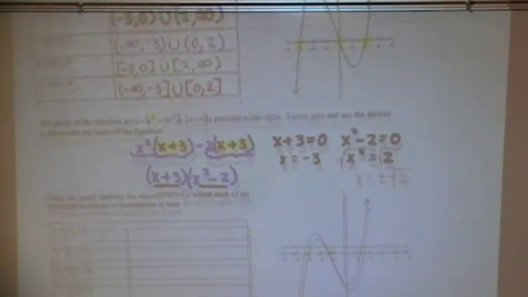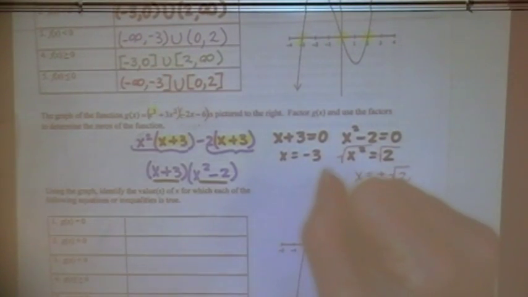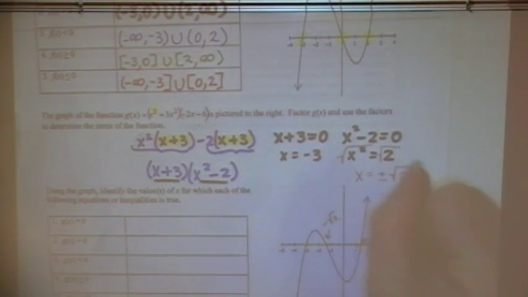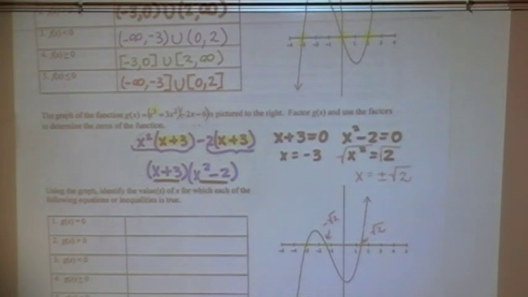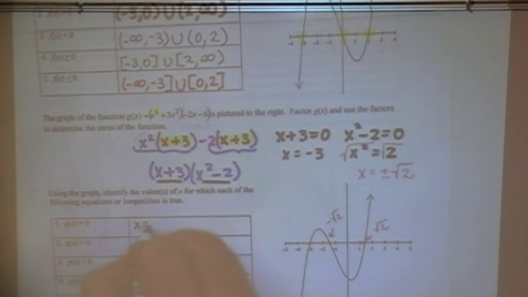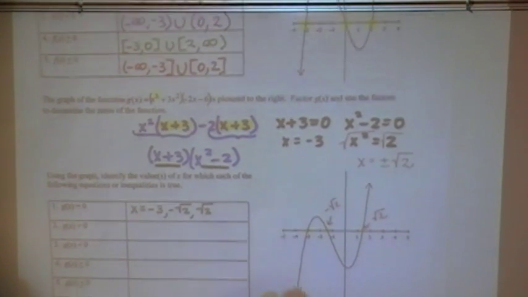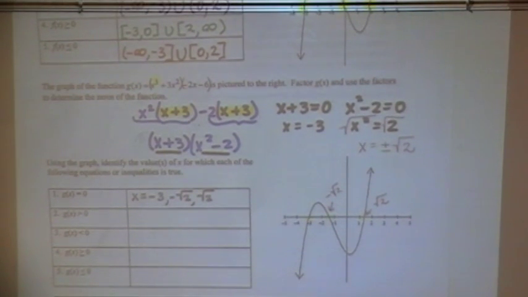But I do know when I'm looking at my graph that this over here is the negative square root of 2. And this one right here is the positive square root of 2. Okay, so they asked me the same question again. Where does g of x equal 0? Well, g of x equals 0 at x equals negative 3, negative square root of 2, and square root of 2. Next question asks me where it is greater than 0.